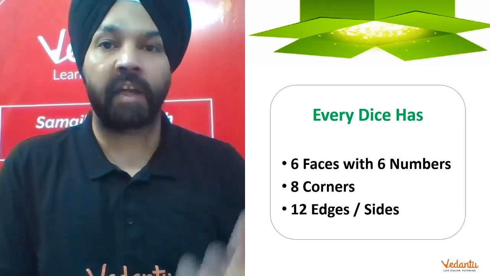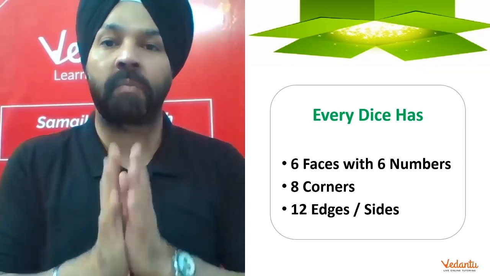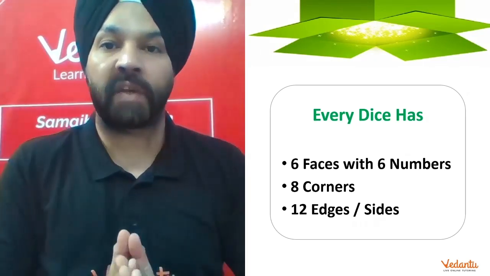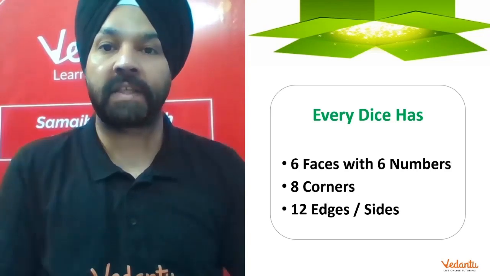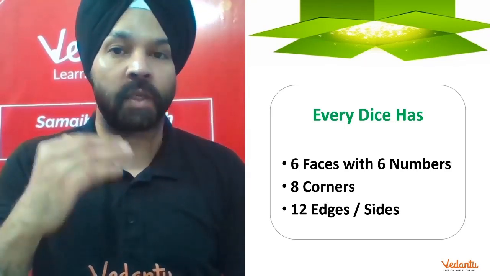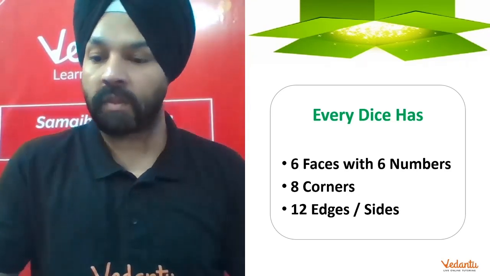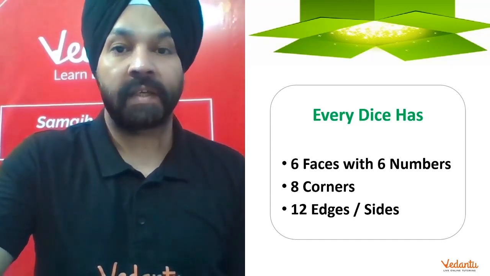But if you will go to the market and you will purchase some dice, you will see in most of the cases the sum of opposite faces always adds up to 7. That is the combination of 1 and 6, 2 and 5, and then 3 and 4. So let's move on with exploring of dice.